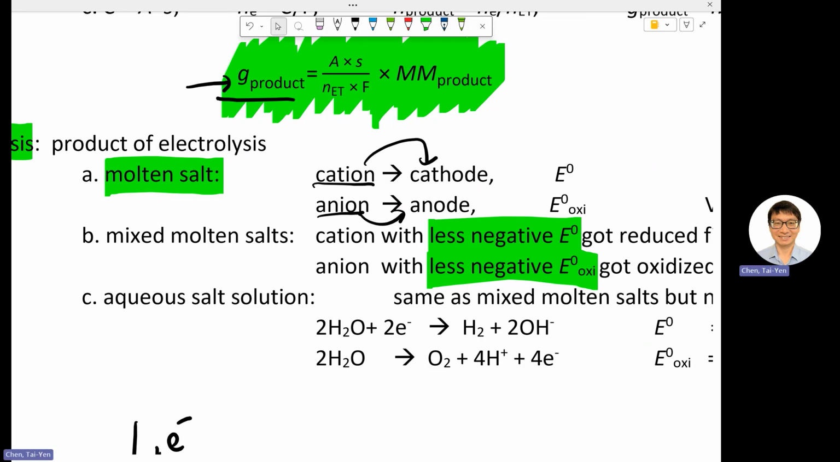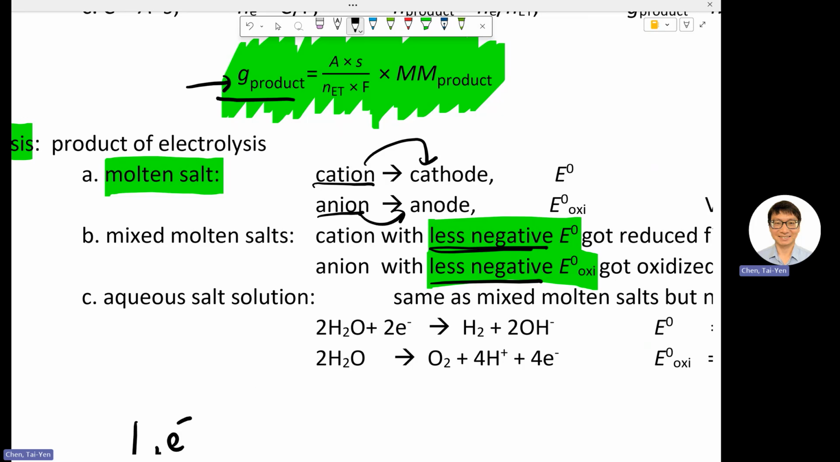The second case is called a mixed molten salt, meaning that you put two different types of salt into your beaker and then raise the temperature so they also melt. And then you put in the electricity and try to figure out which is going to form first on your electrode. Okay. So the way we make those judgments is by looking for the least negative reduction potential or least negative oxidation potential.